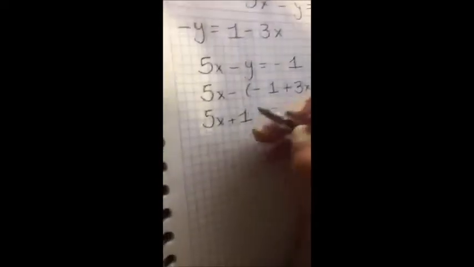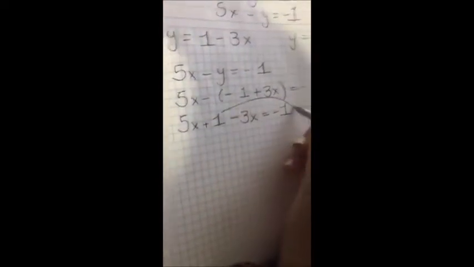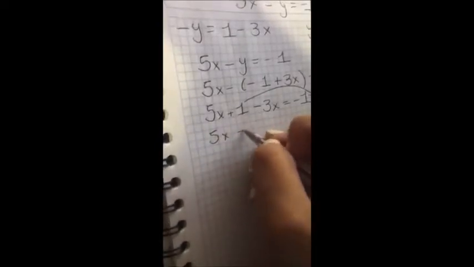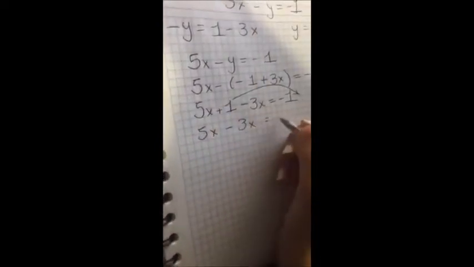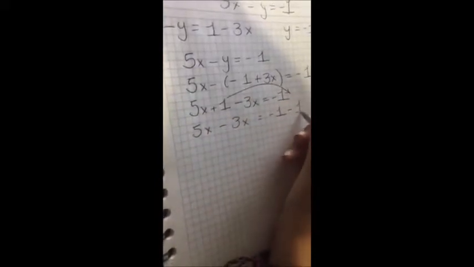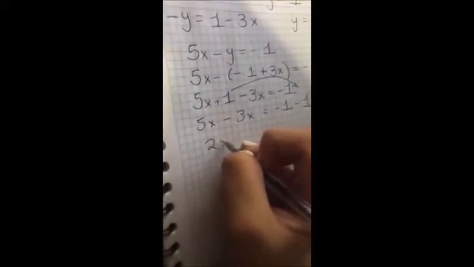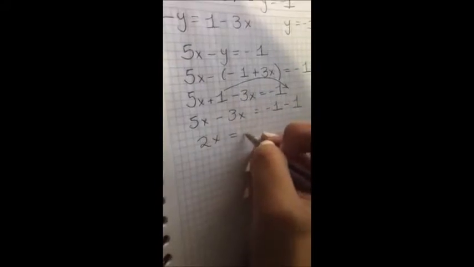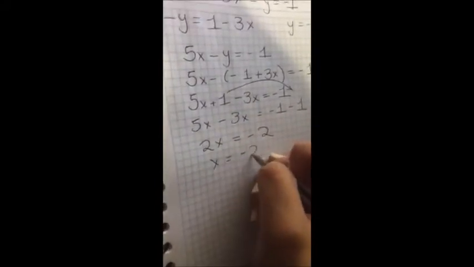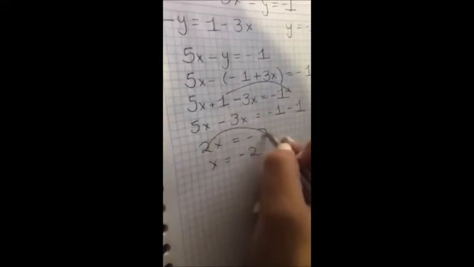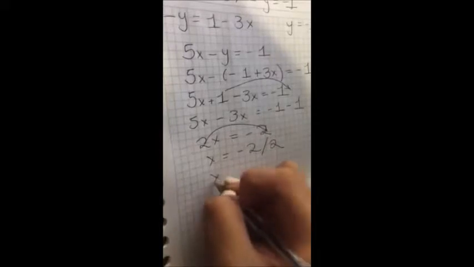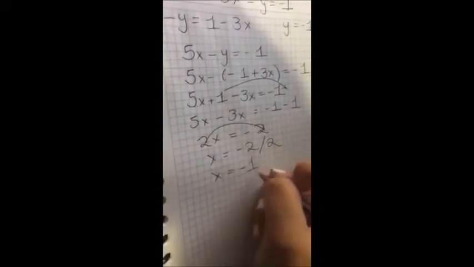Now what we need to do is pass the numbers without variables to this side. So it will be 5x minus 3x equals minus 1. Since here it is positive, it becomes negative, minus 1. So we solve it. 2x equals minus 2. Pass this dividing, divide by 2. So x will be minus 1.